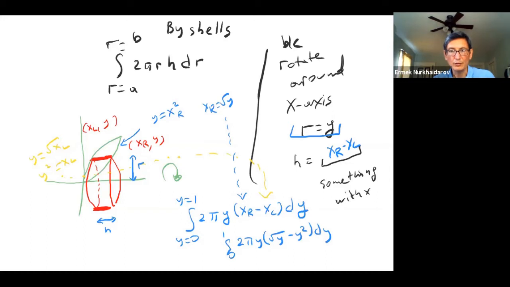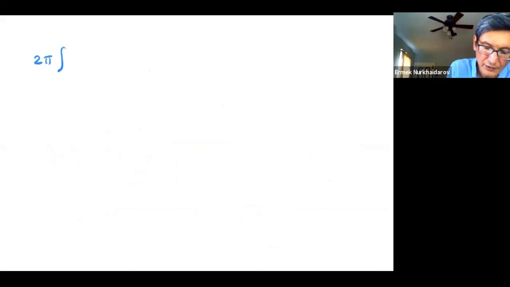So we take 2 pi out, distribute y, and let me put that on the next page. Take 2 pi out. Integral still 0 to 1. Y times square root of y is y to the 3/2. Y times y squared is y to the 3rd.